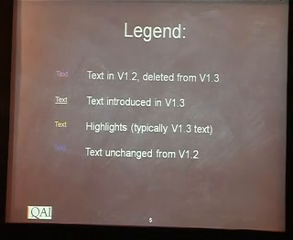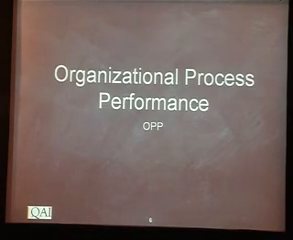Text which was in 1.2 and deleted from it, not deleted from 1.3, I'm sorry. The white part is the one which is introduced in 1.3, and yellows are some highlights I put in otherwise, and there's a blue which is basically the 1.2 text. We'll start with the first process area.